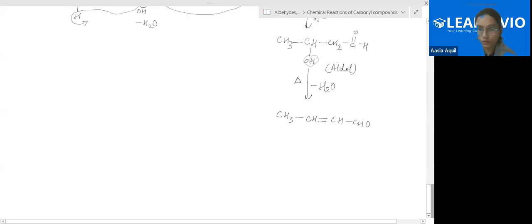So one hydrogen from there, and one OH from there, will be liberated as H2O. Dehydration will occur, and you will get the but-2-enal. What is this? But-2-enal. That is the aldol condensation product. Okay.